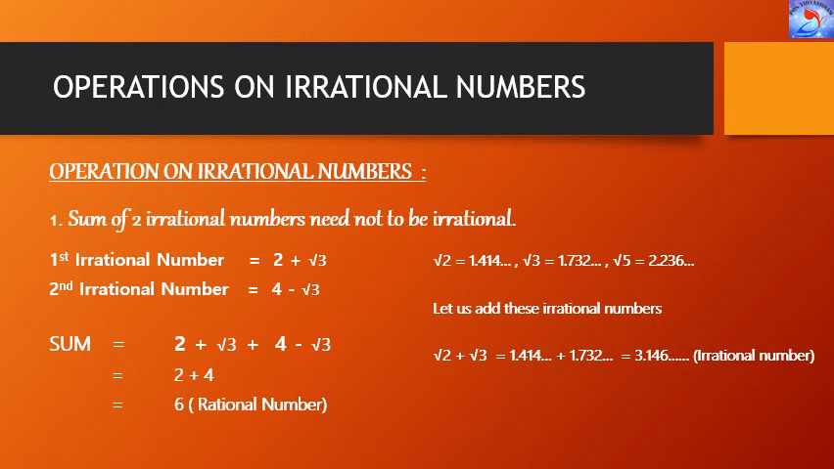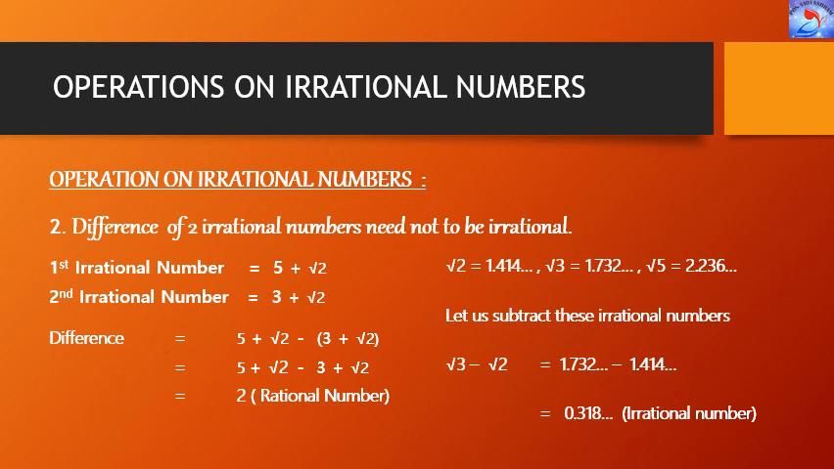Learn about operations on irrational numbers. First, the sum of two irrational numbers need not be irrational. Using these two examples, we will verify this condition. Take the first irrational number as 2 plus root 3 and the second as 4 minus root 3. While finding the sum of these two irrational numbers, we get the result of 6, which is a rational number. For the second one, take root 2 and root 3 as irrational numbers. While finding the sum of these two irrational numbers, we get an irrational number as the result. Hence, we can conclude that the sum of two irrational numbers may or may not be irrational.